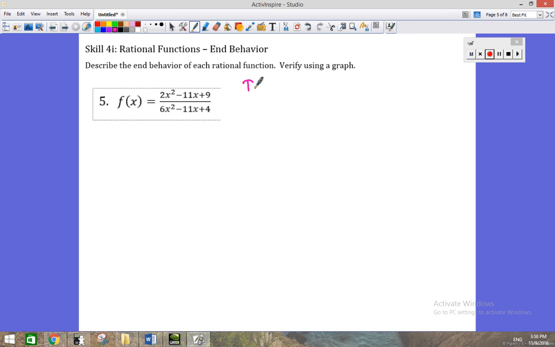I need to determine the degree of the numerator and the degree of the denominator and compare those degrees to determine which of those three cases I have here. So both my numerator and denominator are written in standard form. I can see from inspection that the largest exponent on the variable is 2. So both the numerator and denominator have the same degree. When that's true, we have a horizontal asymptote. So the end behavior is a horizontal asymptote.